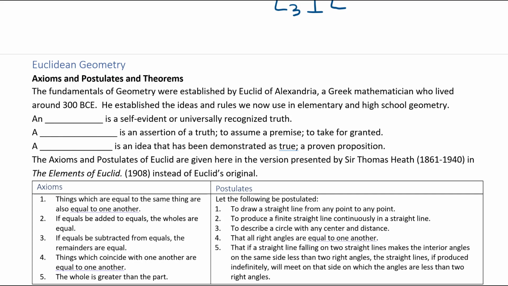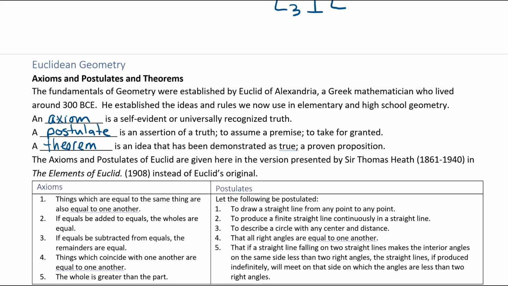And he had three different rules, I guess. We have first an axiom, which he considered to be a self-evident or universally recognized truth. Next, he had postulates. A postulate is an assertion of truth, to assume a premise, or to take for granted. So these do not need to be proved. But then a theorem is an idea that has been demonstrated as true or proven.